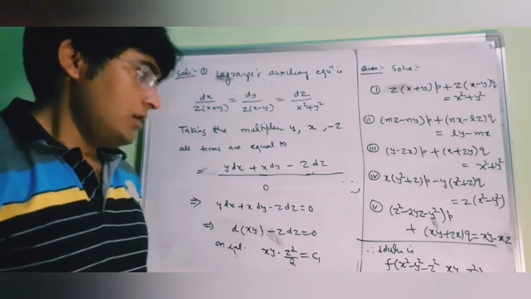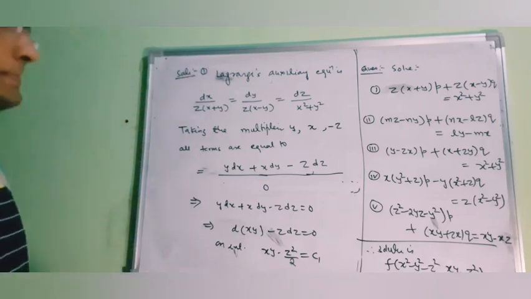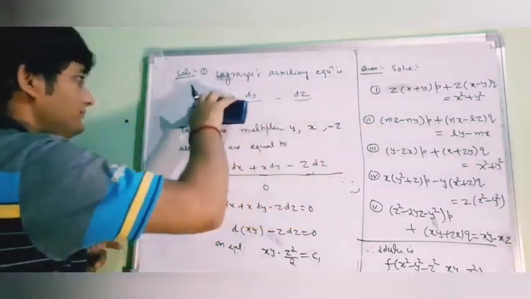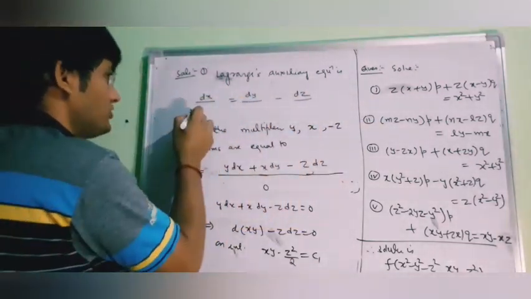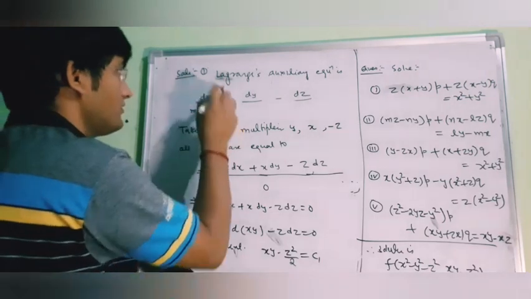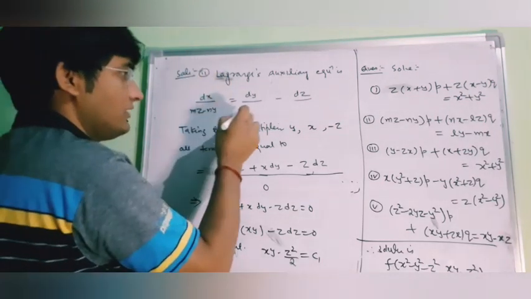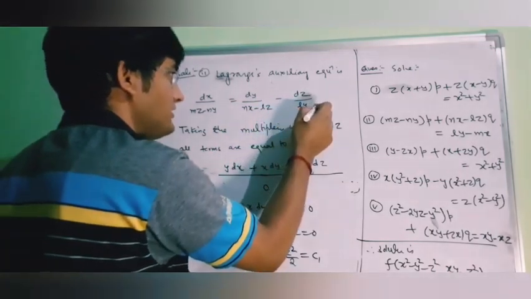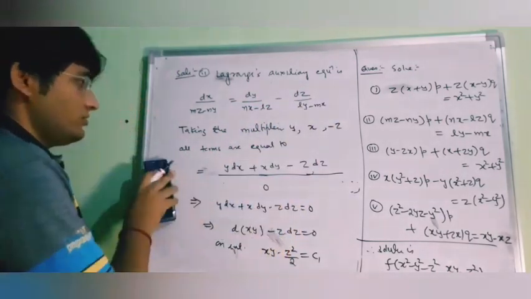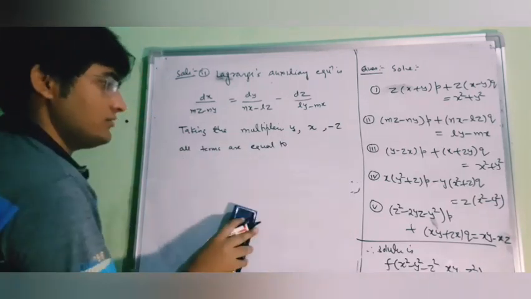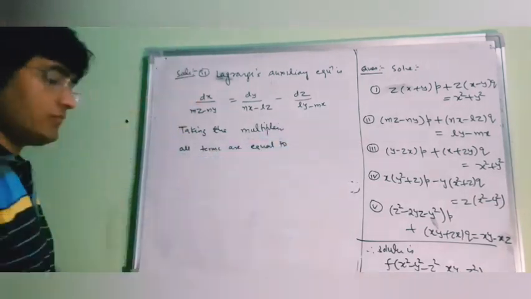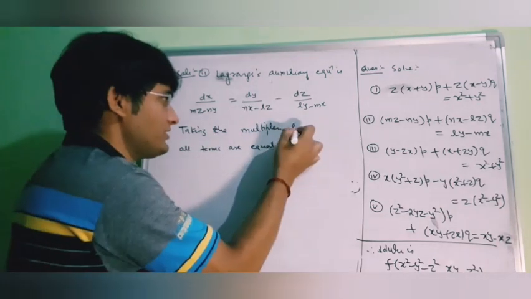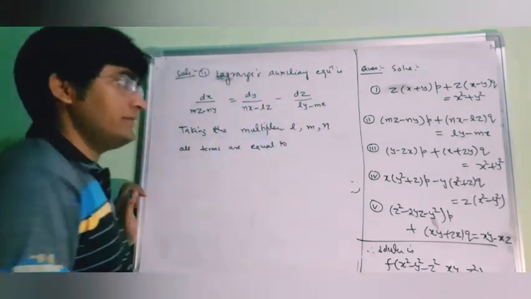Okay. Now the second part. Let us solve the second part. And in the second part we have mz minus ny, and then we have nx minus lz, and then ly minus mx. So now let us guess the multiplier. First time let us take multiplier l, m, n.